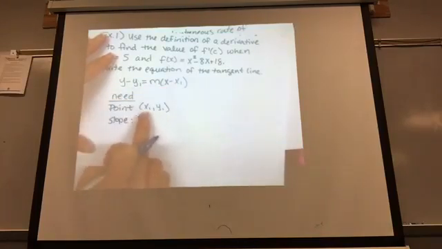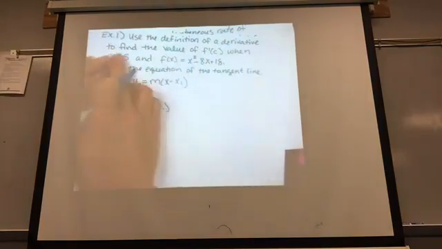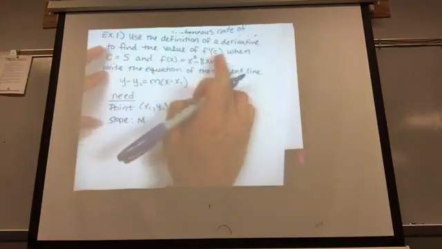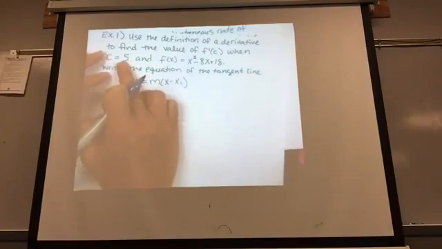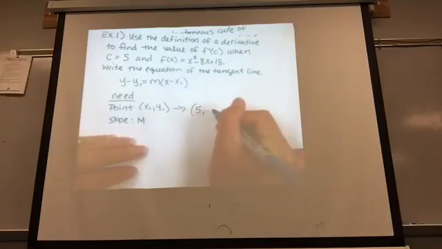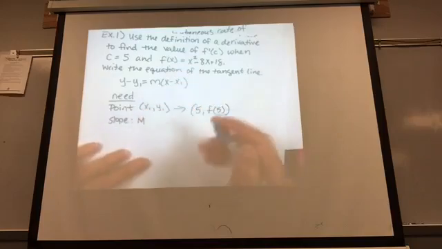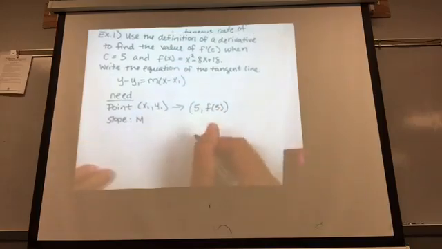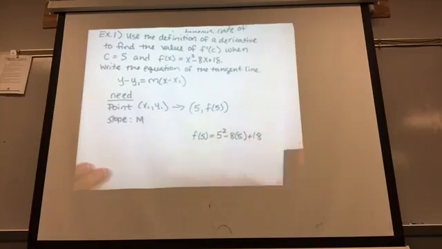So first, what's my point? Use the definition of a derivative to find the value of f prime of c when c is 5. So that's my x value. I now know my x value is 5, so I can get my y value by finding f of 5. If I plug in 5 to find f of 5, 5 squared minus 8 times 5 plus 18.